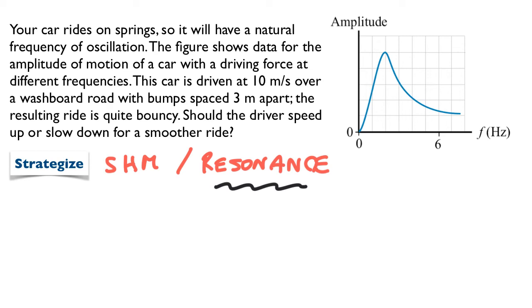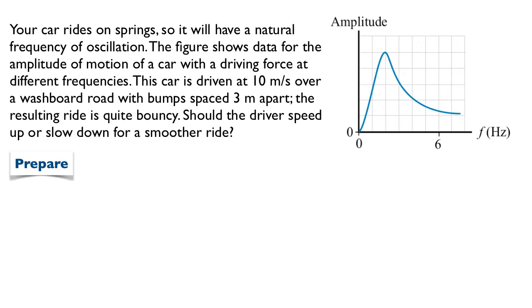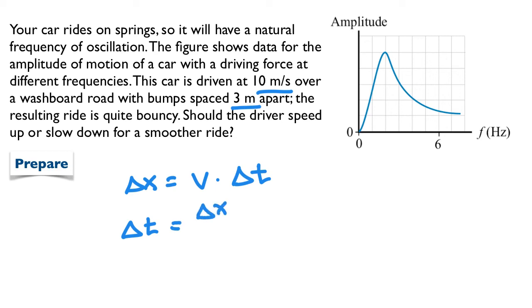So, next piece of the puzzle, let's prepare. Now to prepare, what I'm going to do is this. Driving down the road at 10 meters per second, and the bumps are spaced 3 meters apart. Well, let's think back to some of our kinematic expressions from chapter 2. We know the distance traveled is equal to the velocity times the time interval. So the time interval is equal to delta x over v.